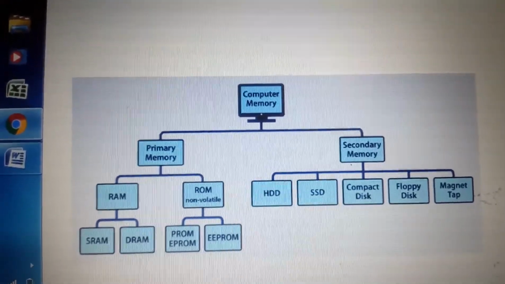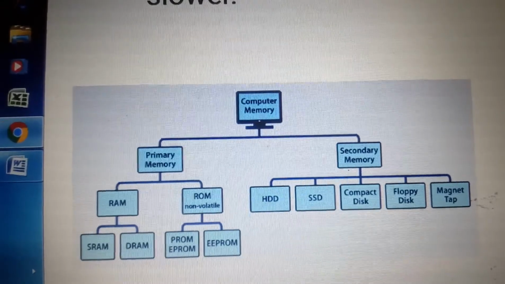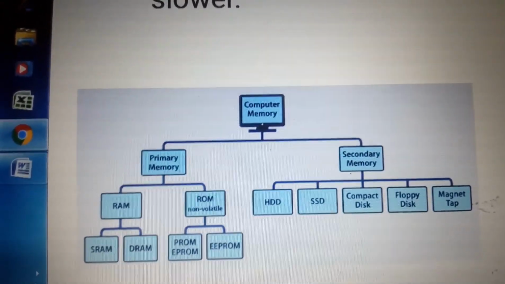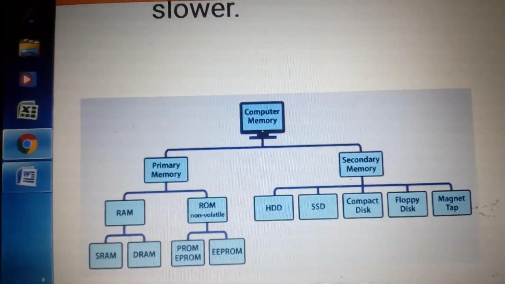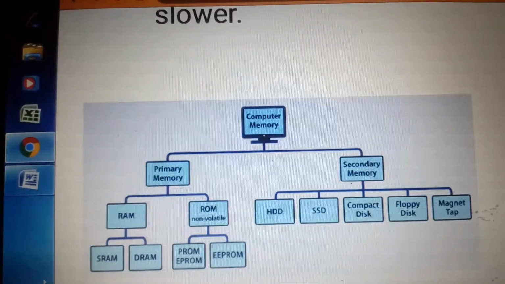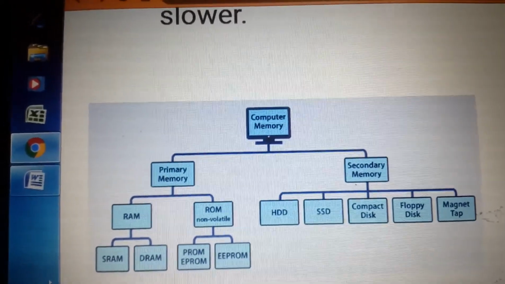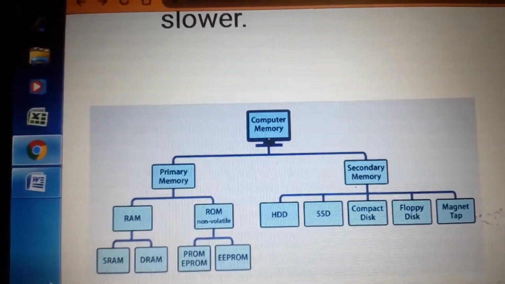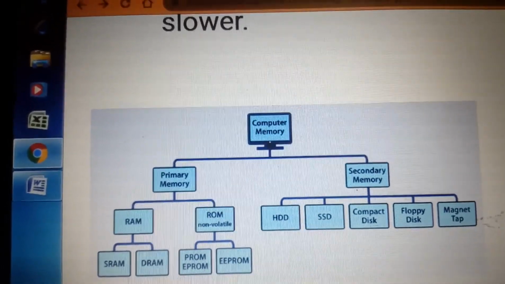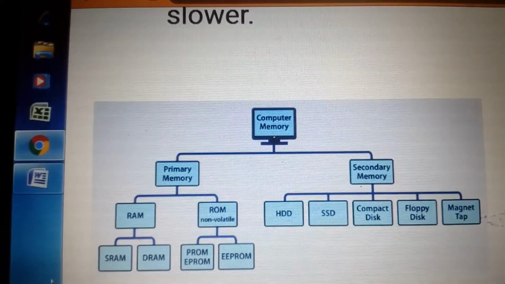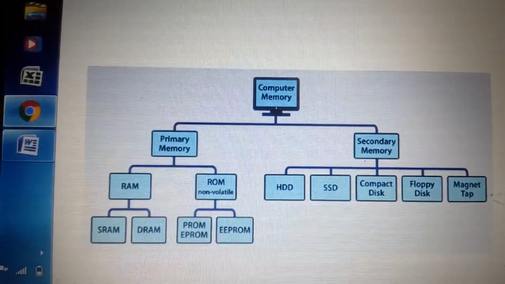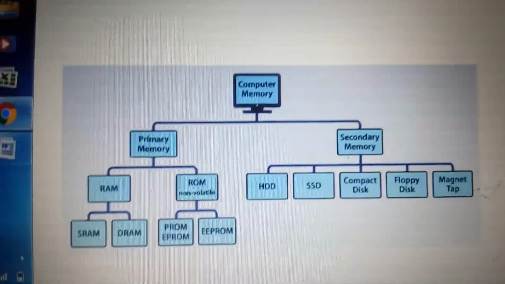Memory units. Memory we can measure in bits and bytes. Bits, B-I-T-S. A bit is the smallest unit of information that a computer can process, and a byte is the minimum space required to store a character. A computer processes and stores data and instructions in the form of two digits that are 0 and 1.